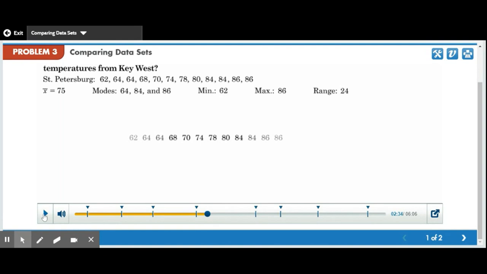Now find the median. So what's happening right now is we just grabbed the data set and rewrote it. And you'll observe that they started with the whole data set and are starting to gray out from the outside in, kind of like canceling out 62 and 86, 64 and 86, 64 and 84. They're going closer and closer to find the center of the data set. Since this data set is even, we should have two numbers in the center that we will have to take the mean value of.